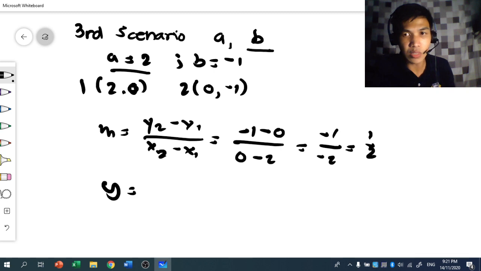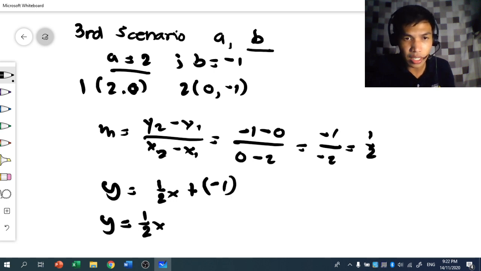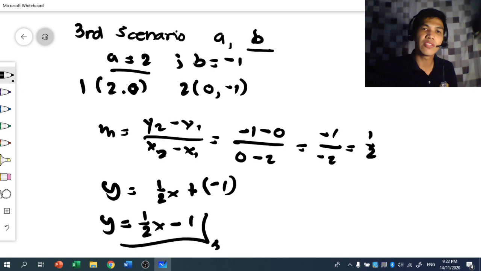Y is equal to 1 half x plus the value of b itself. Plus the quantity of -1, or y is equal to 1 half x minus 1. And that is the equation of the line for our third scenario, given the x and y intercept.